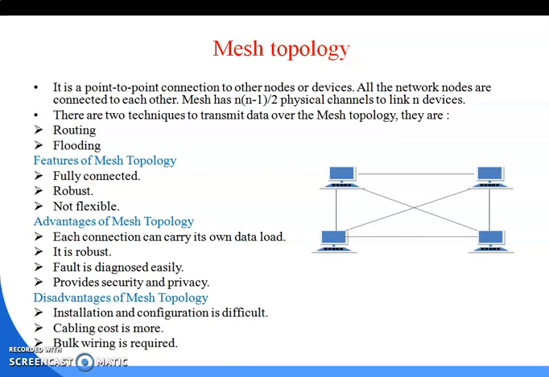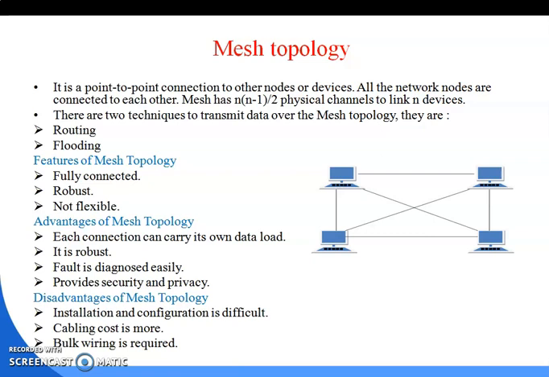Last class we discussed the ring topology, and today we're going to discuss the mesh topology. In the mesh topology, there is a point-to-point connection to other nodes or devices. All the network nodes are connected to each other. Mesh has n(n-1)/2 physical channels to link n devices. That means this formula tells how many channels are required to connect the devices.